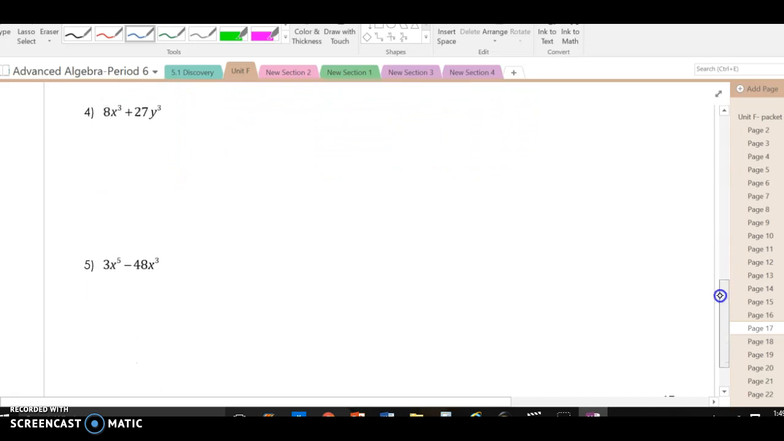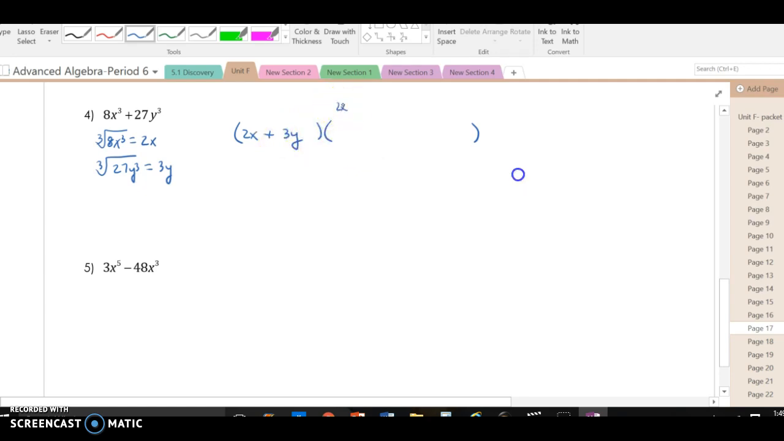All right, a couple more here. When I go to factor this one, there's no GCF. But when I go to take the cube root of 8x to the third, I get 2x. When I go to take the cube root of 27y to the third, I get 3y. So right away, that's going to give me 2x, same sign, so it's plus 3y. Then 2x squared is going to give you 4x squared. The opposite sign is minus. 2x times 3y is going to give you 6xy. And then 3y squared is going to give you plus 9y squared. Remember, if this sign is plus, same, opposite, always plus.